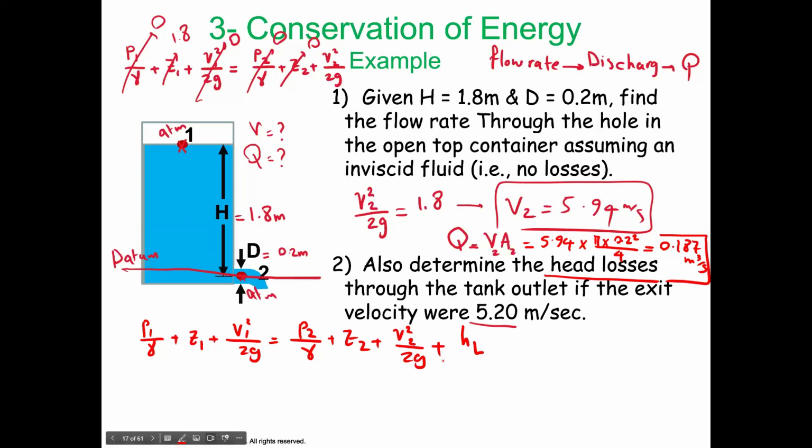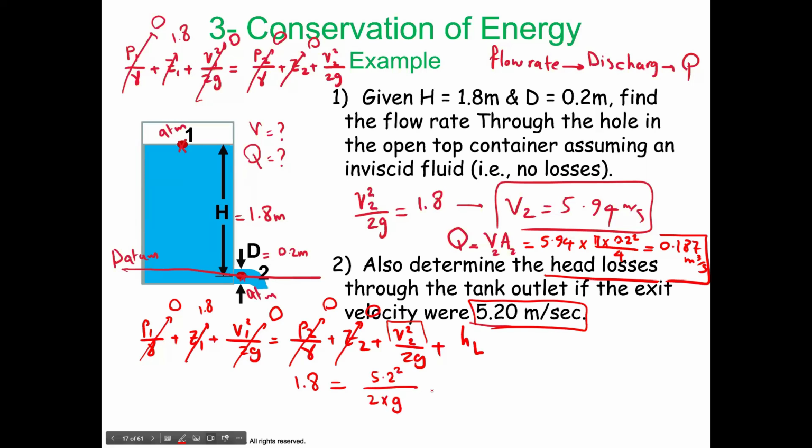Again, same situation. P1, 0. P2, 0. V1, 0. Z1, 1.8. Z2, 0. Instead of V2, put the number that's given to you. So 1.8 on this side, 5.2 on this side, squared over 2G, plus HL. Now find HL here.